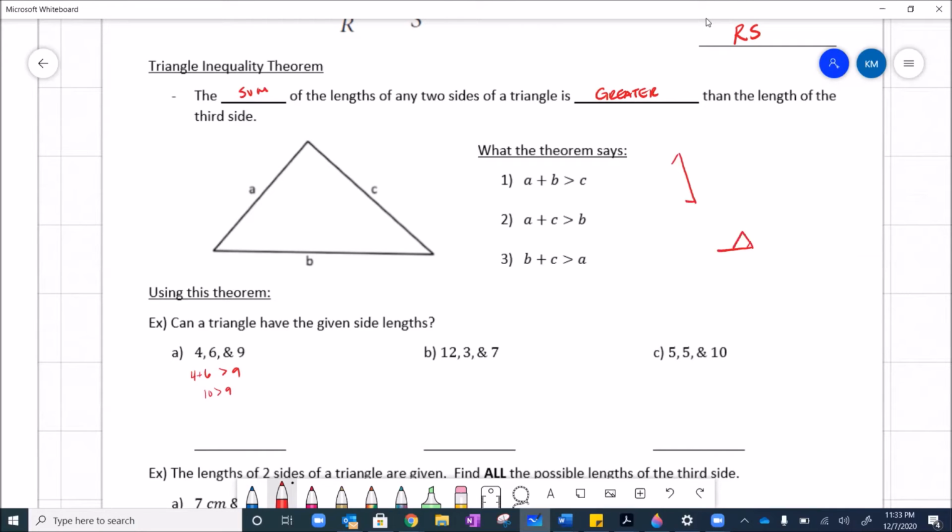Can a triangle have these side lengths? Yes. Because any other combination that we make, 9 plus 6 is greater than 4, has to be.